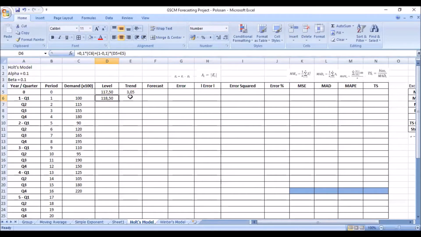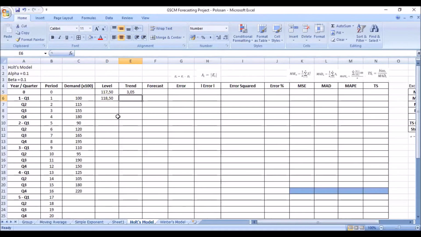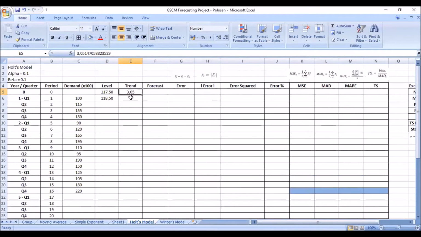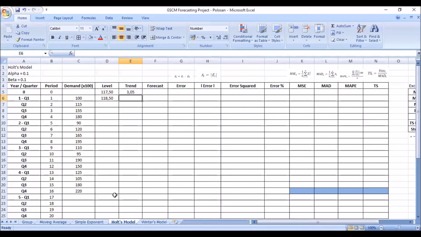Then we're going to find the next trend, using the formula: trend equals beta multiplied by the current level minus the previous level, plus 1 minus beta multiplied by the previous trend. In this case, we'll use a beta of 0.1, just like alpha, which is 0.1. I'm just going to use the normal calculation. However, keep in mind that level always uses alpha, while trend always uses beta when calculating it.